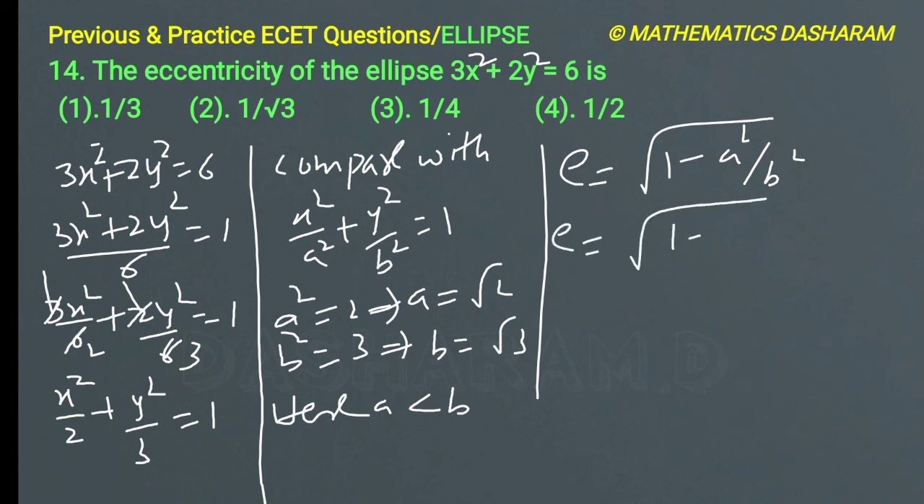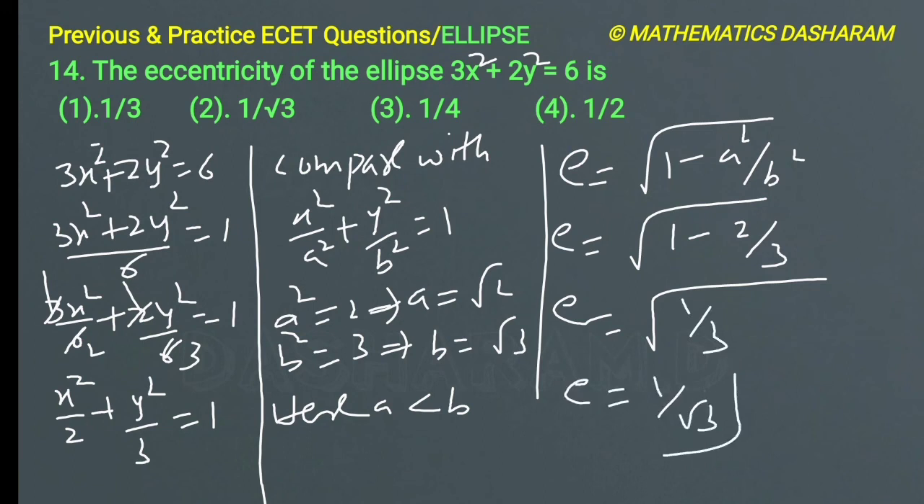So under root 1 minus a square by b square, 3 minus 2 is 1 by 3, then e equals 1 by root 3. So option 2 is correct.